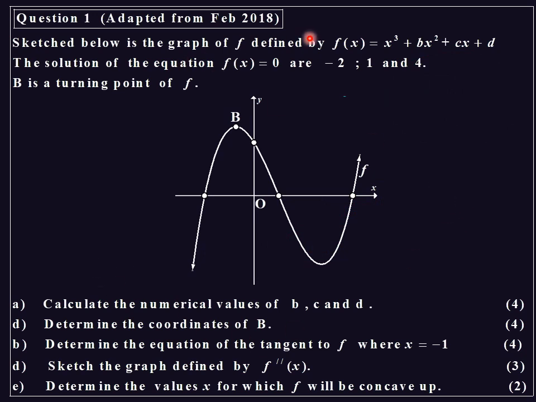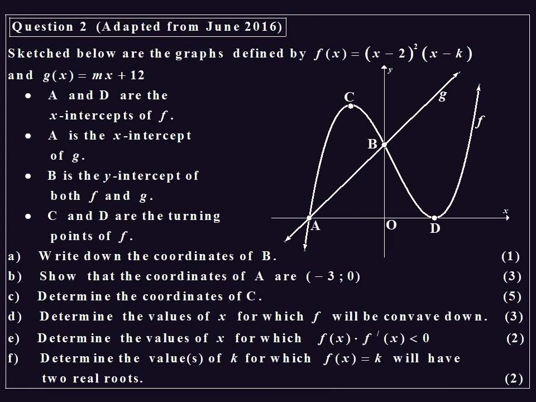And these questions are all adapted from external DBE question papers. So there we have given information, and they ask you to work out the values of B, C, and D. You see the B, C, D, 3 unknowns. So they need to give me 3, and there we have 3 points already, right? Then they want the coordinates of B, the turning point. We want the equation of a tangent. Then we must sketch the second derivative, and the second derivative of a cubic is, can you still remember that? That's correct, it's a linear function. And here we want to know, where is it concave up?